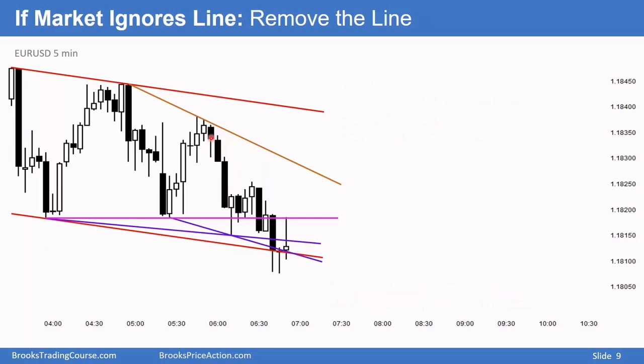We continued down for a second leg, reasonably strong bear leg, and this became a bear flag. We went up, we went down, we went up, we went down again. And this bear breakout fell far below that pink line. The market's ignoring that pink line. It tried to pay attention to it here, but it's clear that it's ignoring it. Now, if anything, it's resistance. We turn down from it.